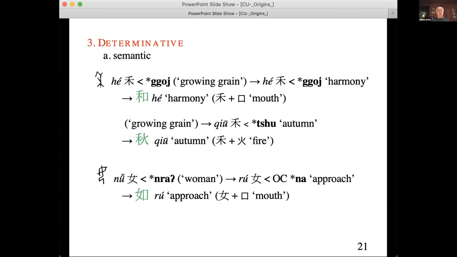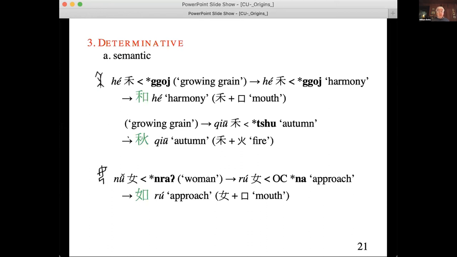In either case, they serve the purpose of disambiguating the graphic usage. So here is a slide showing semantic determinatives. The ambiguity entailed in this graph used to write several different possible words is disambiguated, is removed, if you add something to it. In this case, you add this graph, which is the modern form of the one that we saw a few minutes ago for mouth, but now it's being added without any phonetic value, simply to specify the word he harmony instead of the word he growing grain. So this character now is unambiguous, and it's a compound character, has two parts, left and right. Same thing as the case down here. If you want to specify that you're writing the word autumn, you add this element, which is the modern Chinese graph for fire, to the right-hand side of the growing grain stalk character.